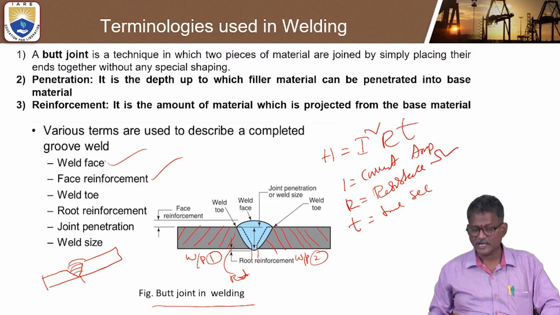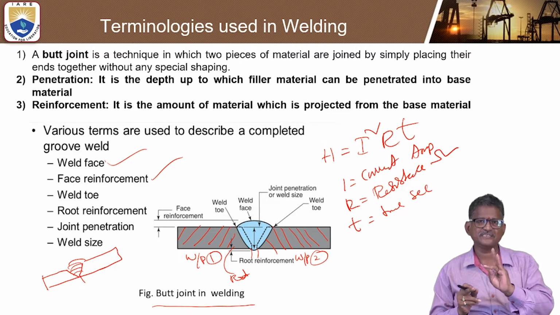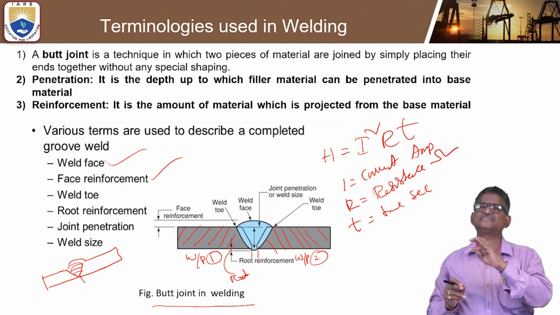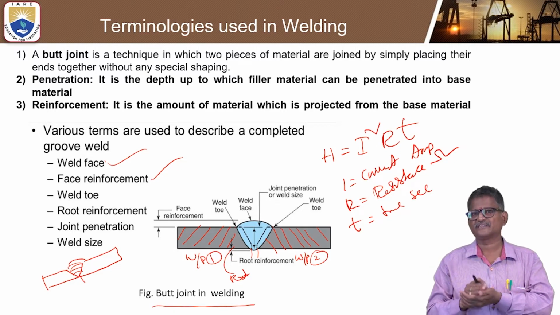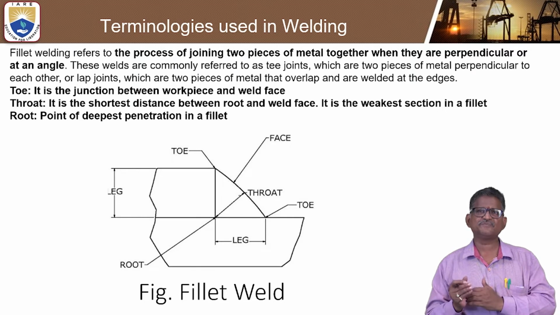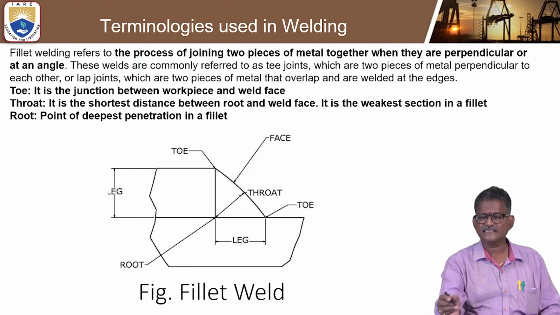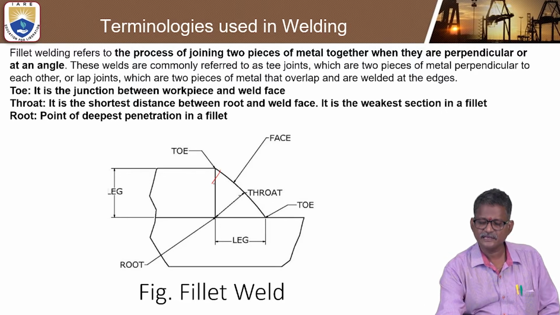That is why I'm discussing what is a butt joint, what is meant by penetration, and how the reinforcement takes place. Reinforcement is the amount of material which is projected from the base material. Next, coming to what is meant by fillet welding. You can clearly understand this after performing welding. You can see how fillet welding is used.